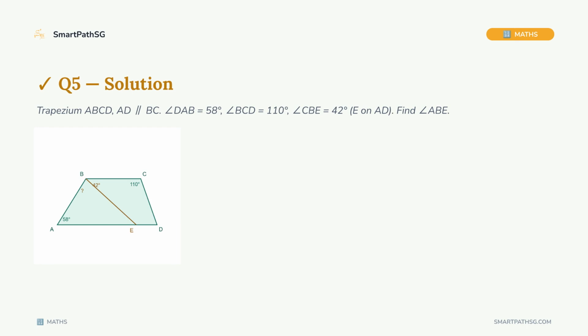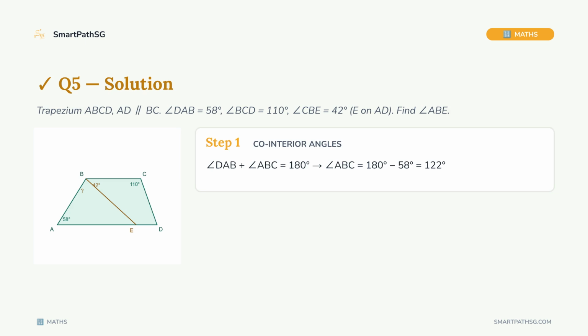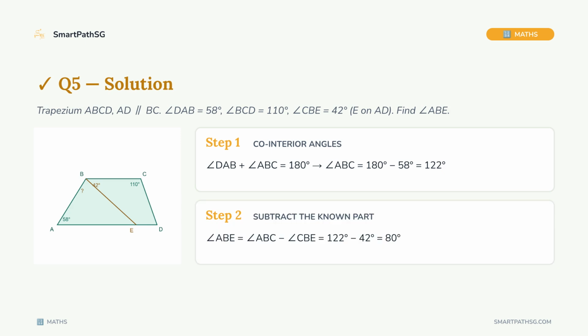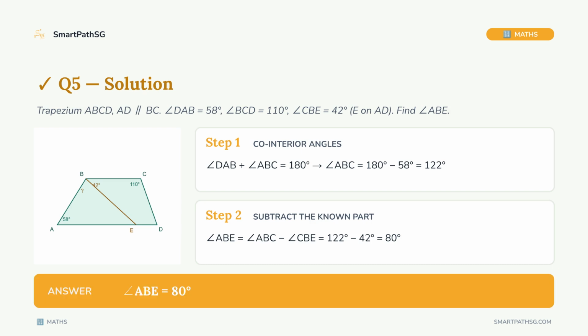the same slanted side, so they add to 180 degrees. That makes ABC 180 minus 58, which is 122 degrees. Angle ABE is just ABC minus CBE, so 122 minus 42. Angle ABE is 80 degrees. And yes, angle BCD of 110 degrees was not needed.